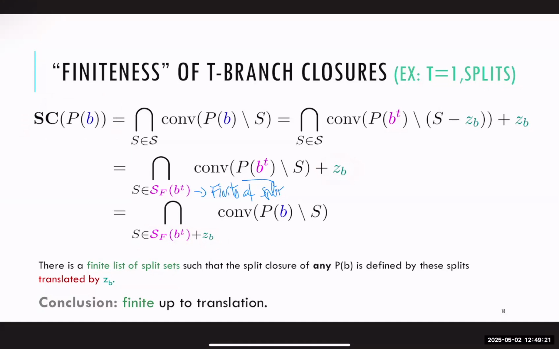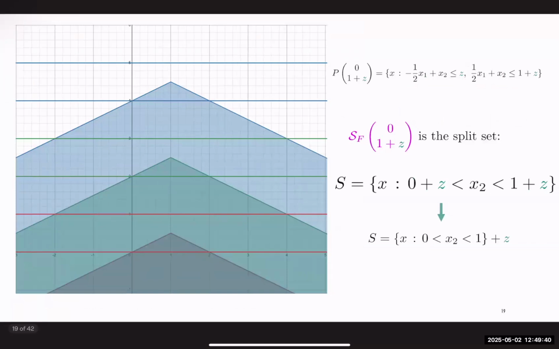So, conclusion, I mean, since for my infinite family of polyhedra, they depend on this perturbation, then the split closure is only finite up to translation. So let me show you this in a picture. You don't need to look at the formula, but these are the polyhedra I draw here.